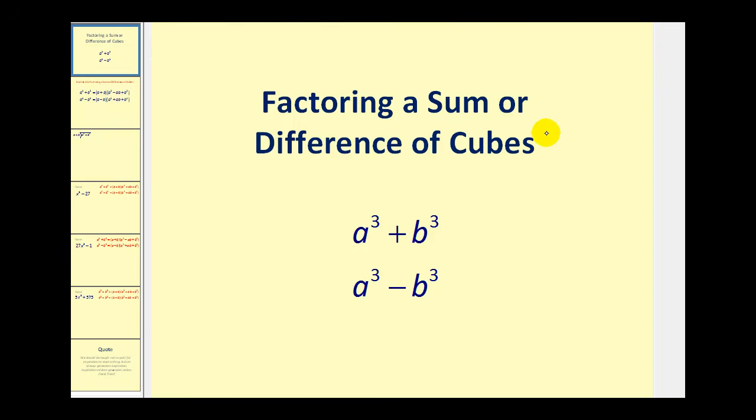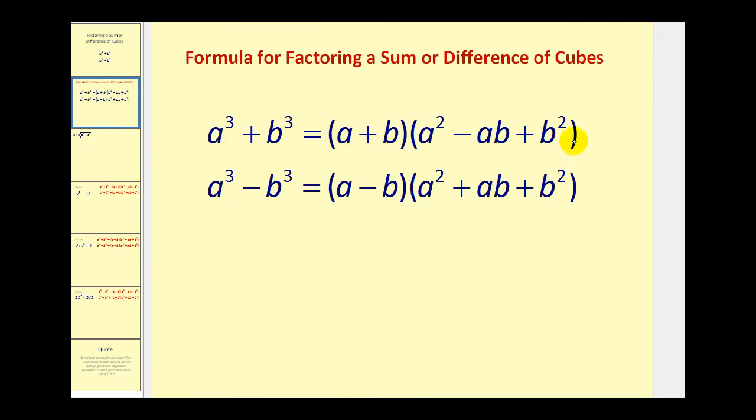Welcome to factoring a sum or difference of cubes. This is one of the forms of factoring where you pretty much have to memorize these formulas. It's not intuitive like a lot of the other factoring techniques.